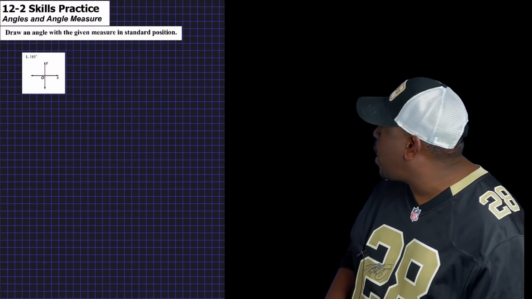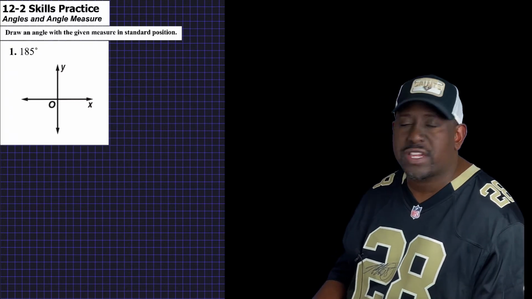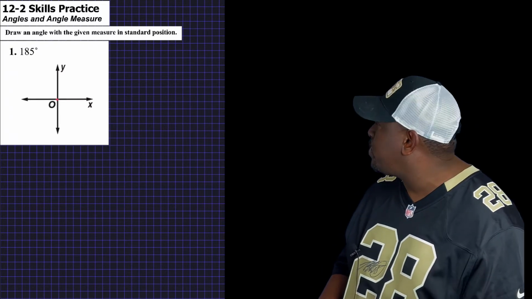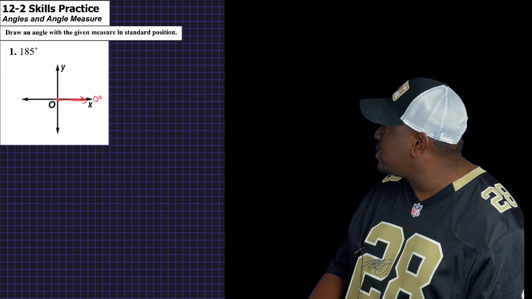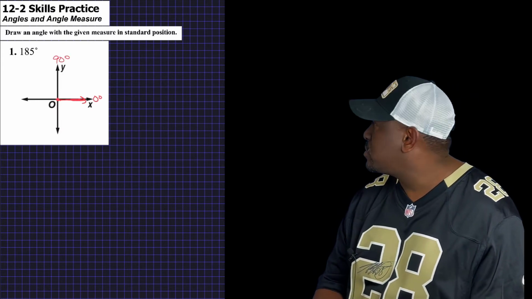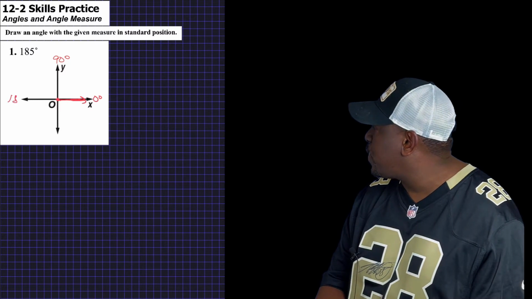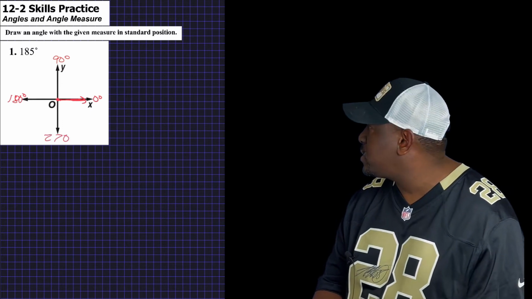In our first problem, we're going to learn how to draw an angle from a given measure in standard position. Now we're not dealing with right triangles. We're looking at an XY coordinate plane, just drawing an angle so you can get familiar with the 360 degrees in a coordinate system.